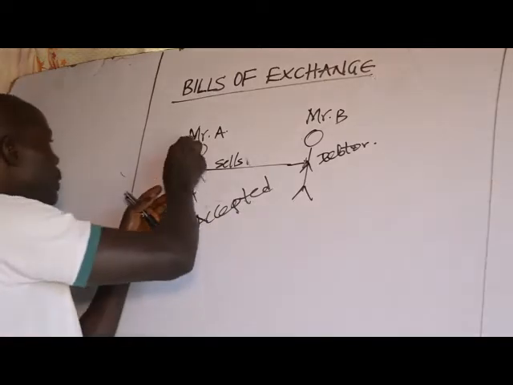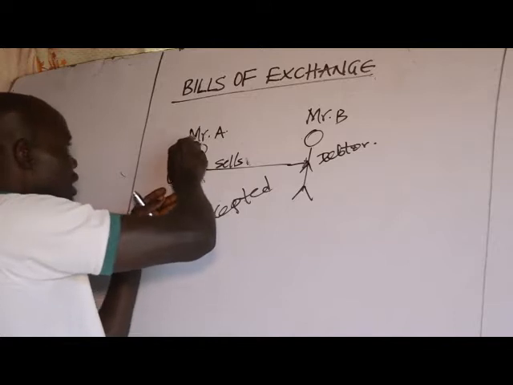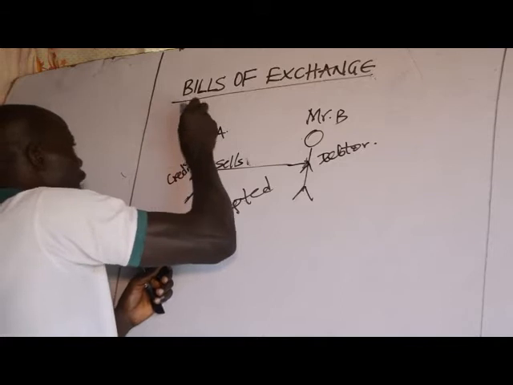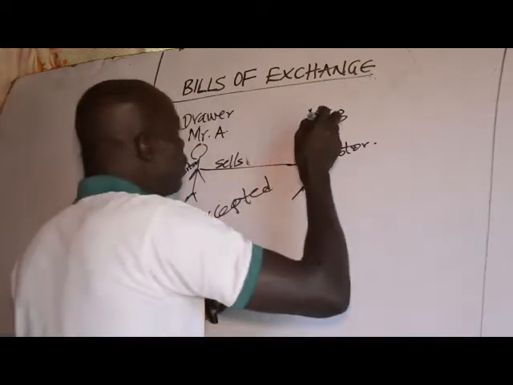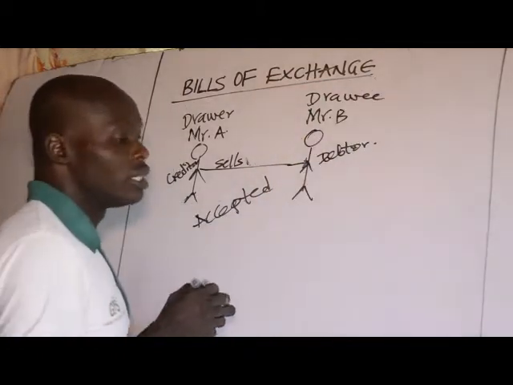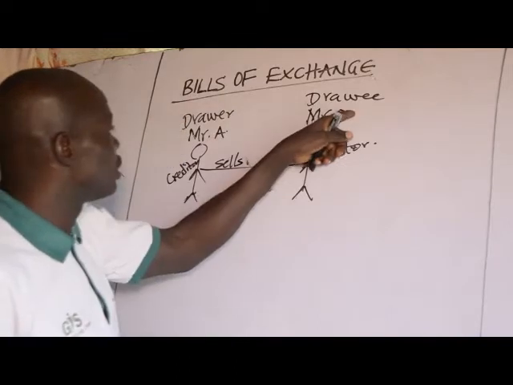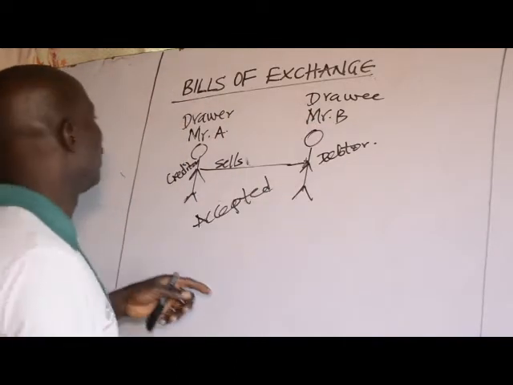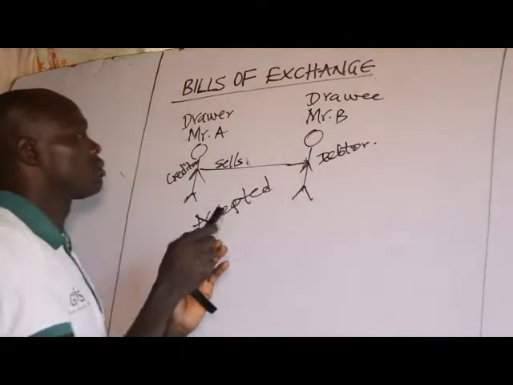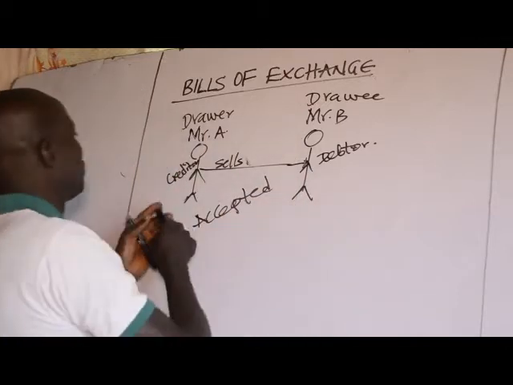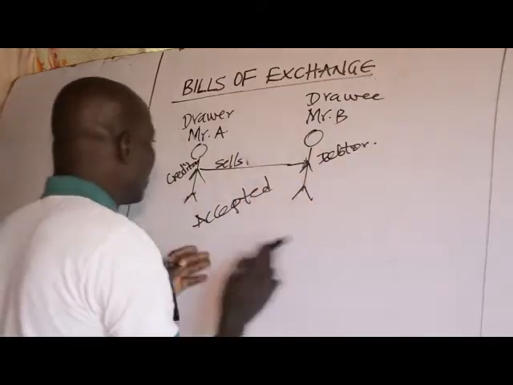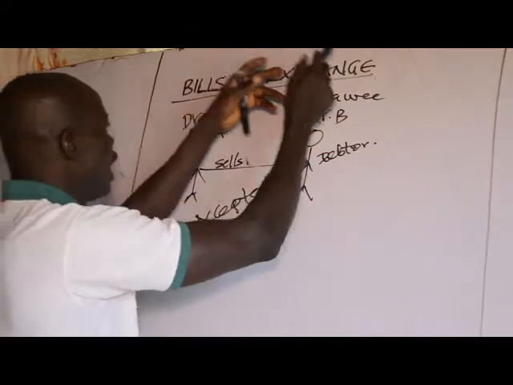That means this person is the creditor. He is the one that writes the bill. The person who writes the bill is called the drawer, while the person on whom the bill is written is called the drawee. The drawer writes the bill on the drawee, instructing the drawee to pay the amount owing to him or the person nominated by him at a particular time. That arrangement is what we call bills of exchange.